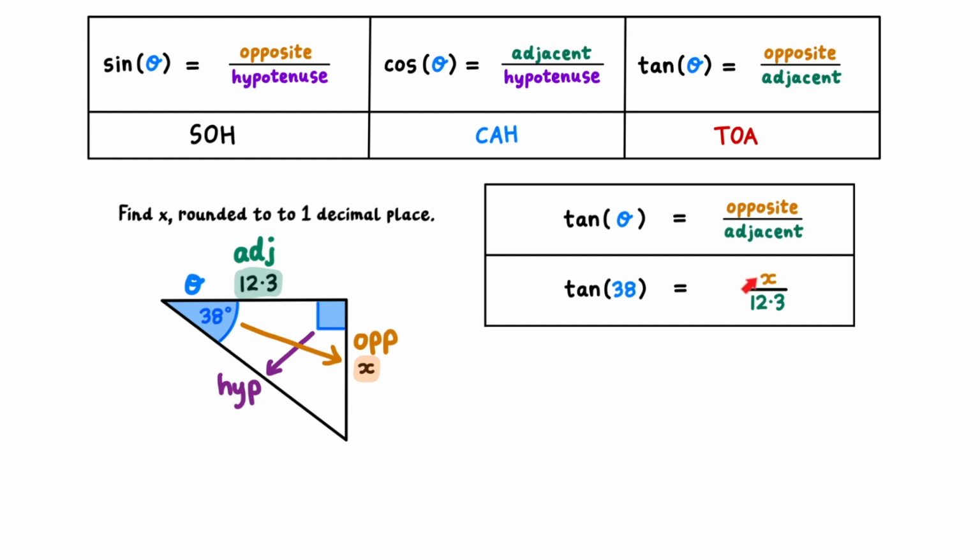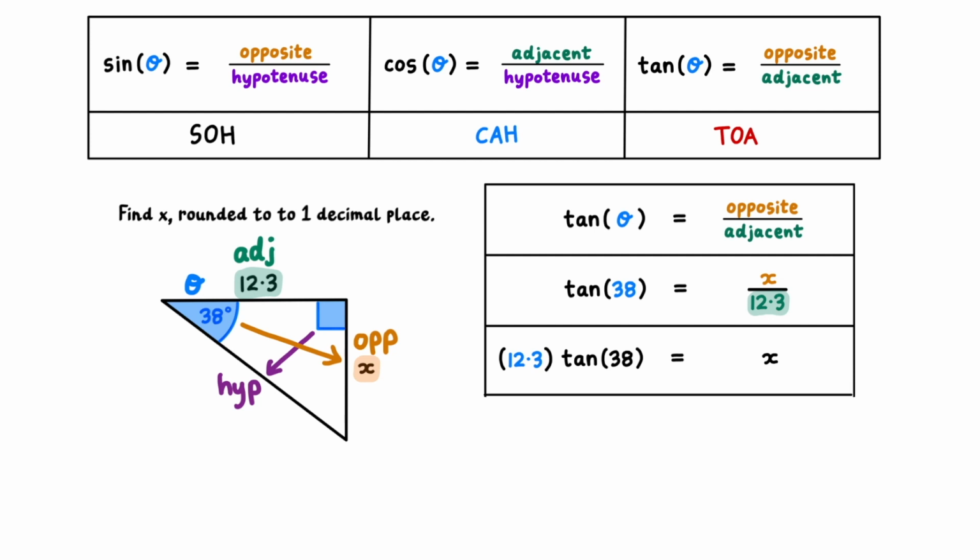To solve for x in this equation, we need to remove the division of 12.3 from the right-hand side. We can do this by multiplying both sides by 12.3. Performing the calculator work on the left-hand side and rounding to one decimal place gives us the answer that x is equal to 9.6.